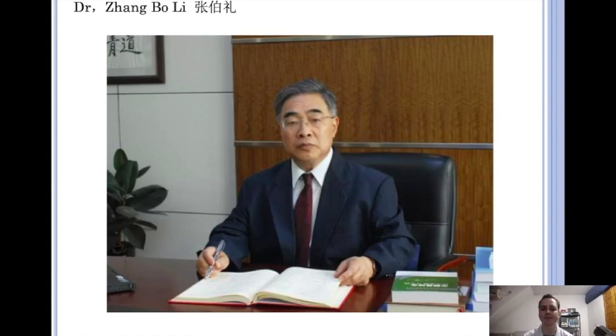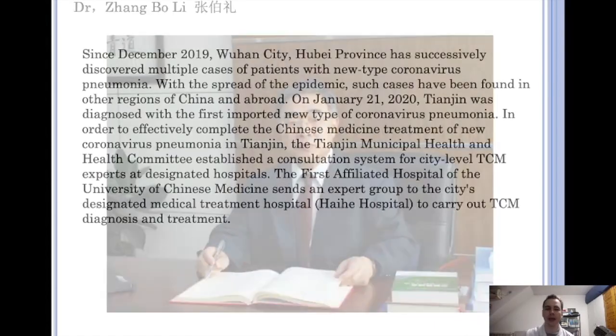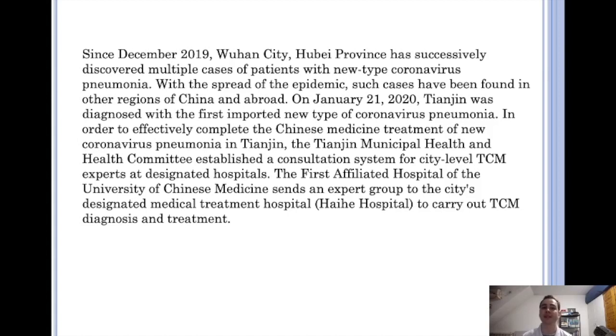He and his team were in charge of going to Hubei, the province that is the epicenter of the virus. He treated a lot of patients with the coronavirus there, and then they created this treatment plan that I'm going to introduce to you today. It's important to know that Zhang Bo Li is the person credited for this treatment plan.